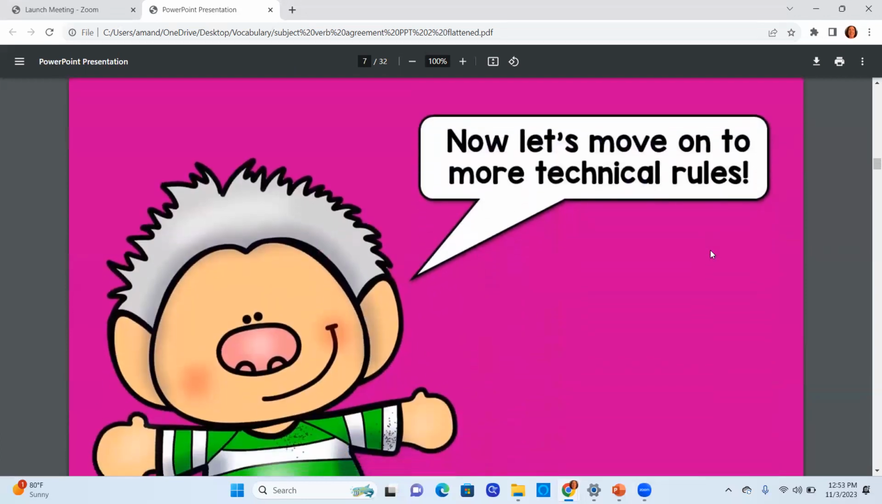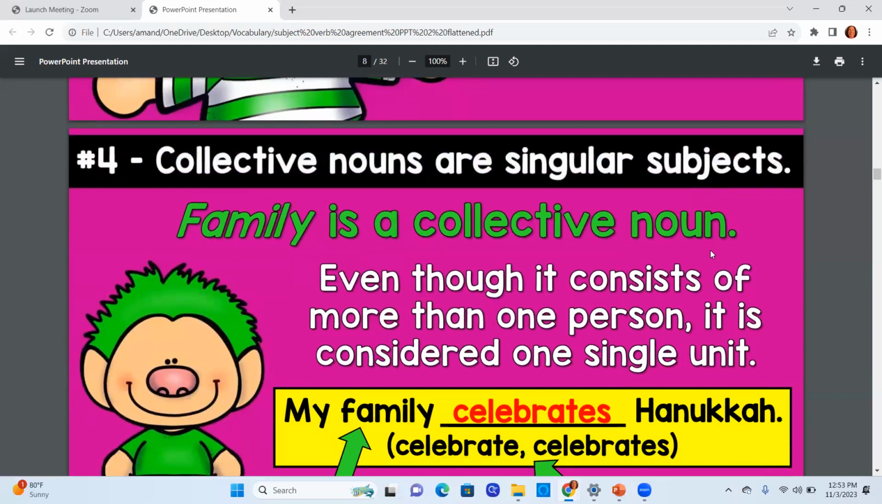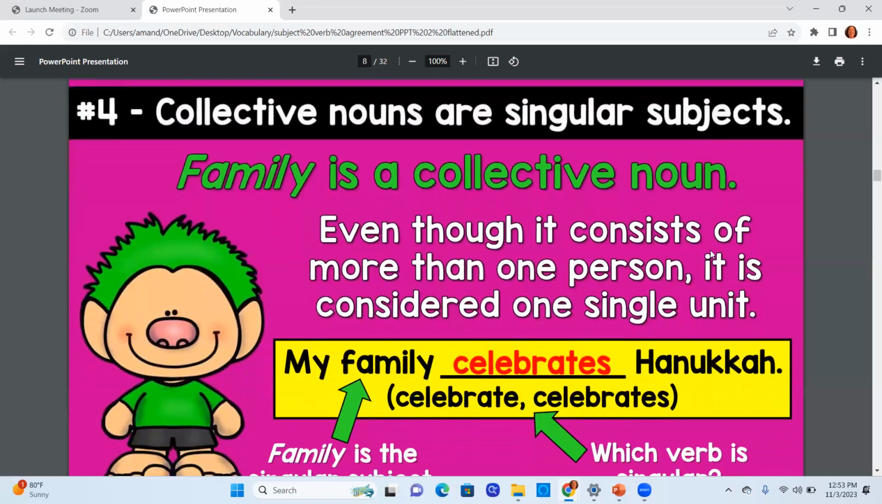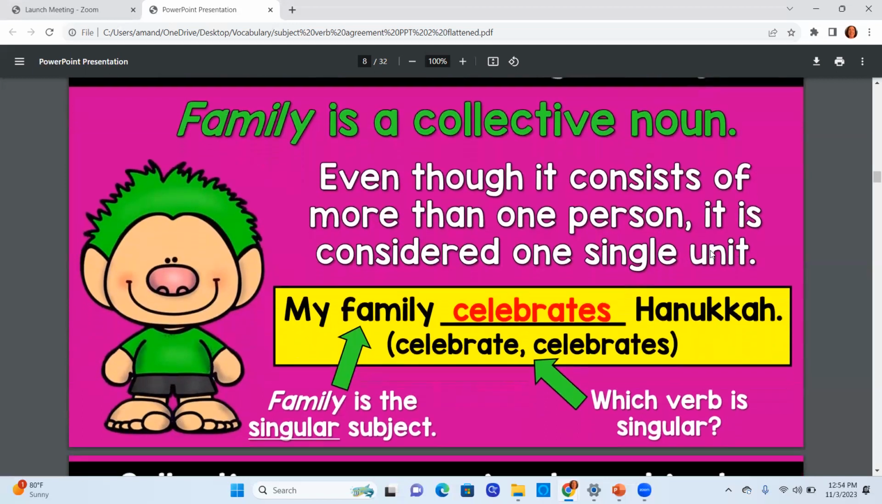So now we're going to move on to more technical rules. Collective nouns are singular subjects. So family is a collective noun. Even though it consists of more than one person, it is considered one single unit. So you have one family, even if you have 4 family members. My family celebrates Hanukkah. Family is the singular subject. And of course, we would pick celebrates.